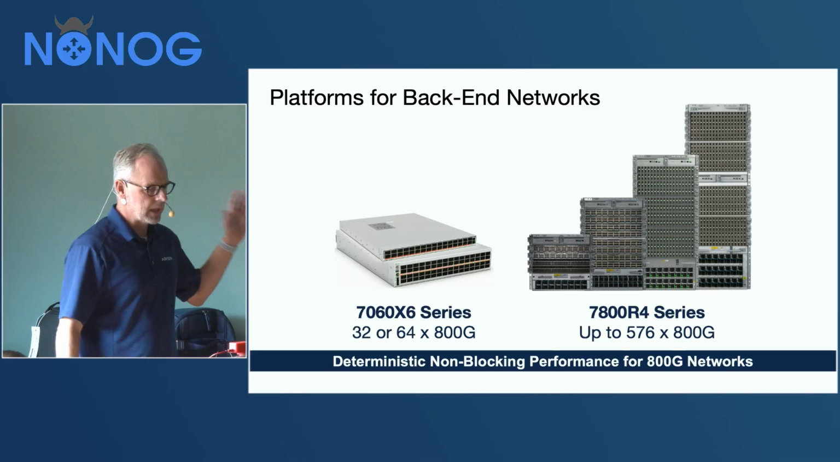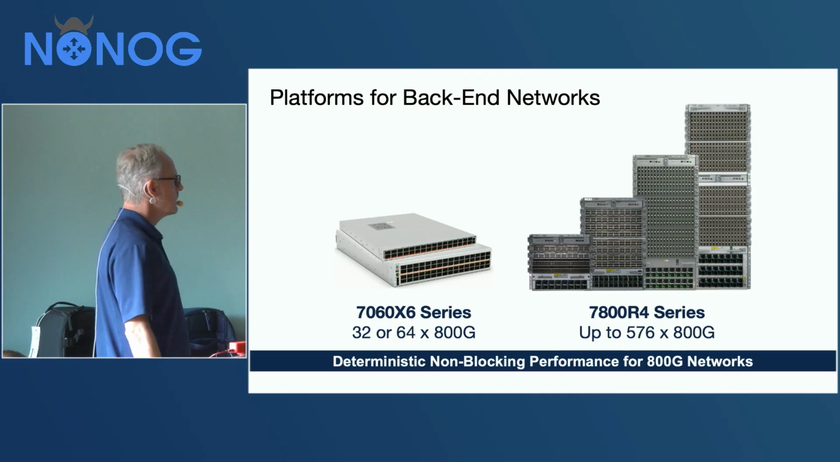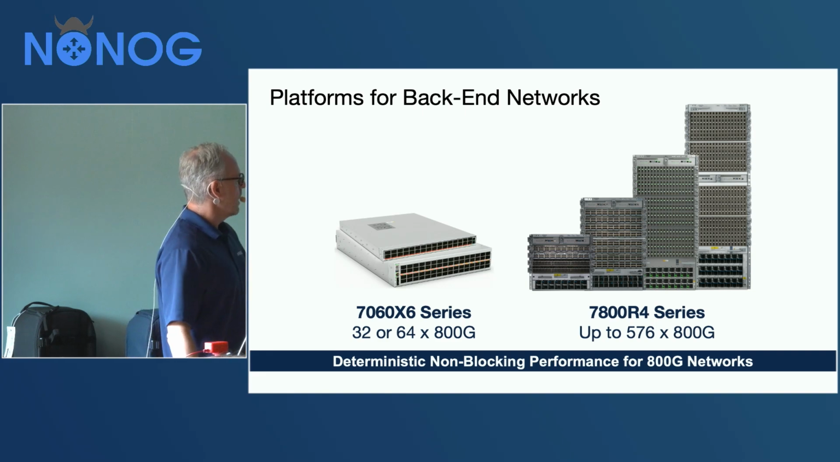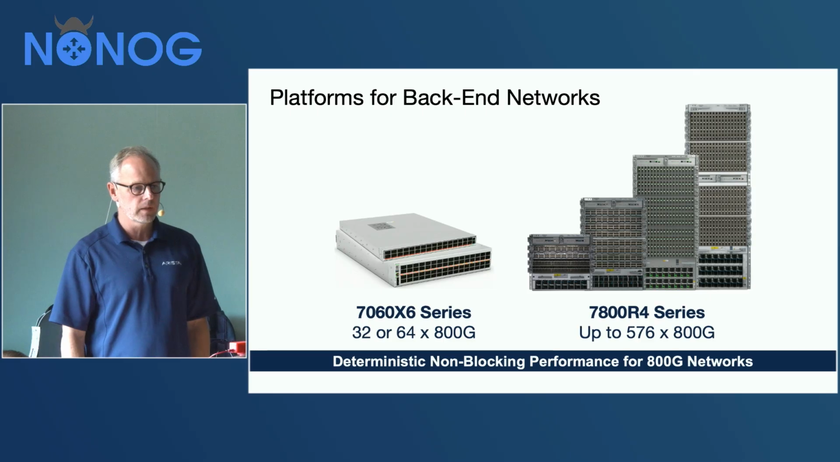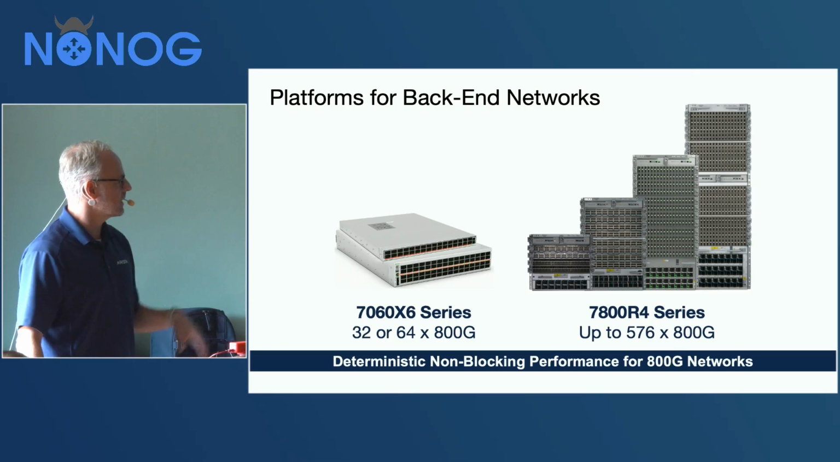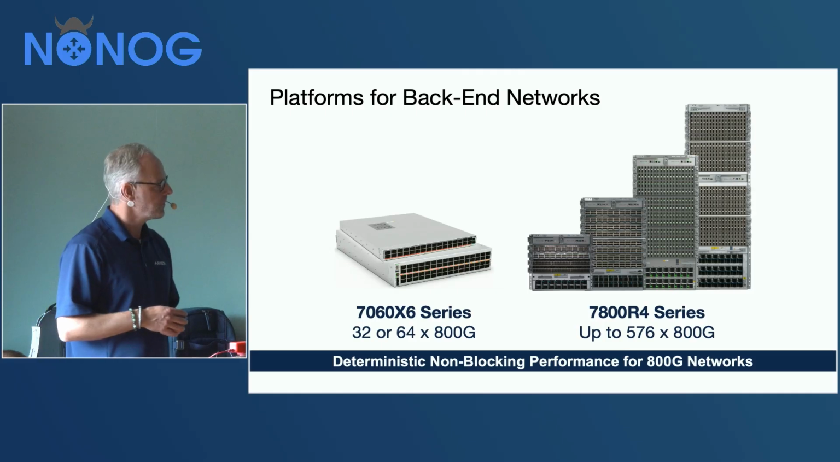So those are the platforms that we are using when we are building AI backend networks. A fixed platform with either 32 or 64 times 800 gig, or the chassis that can have up to 576 800 gigs.